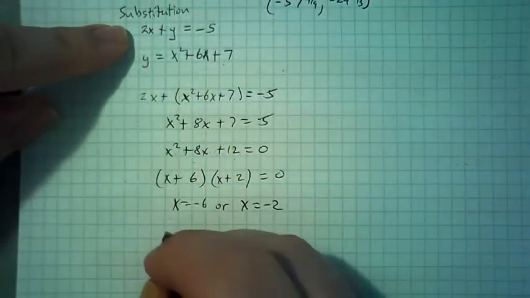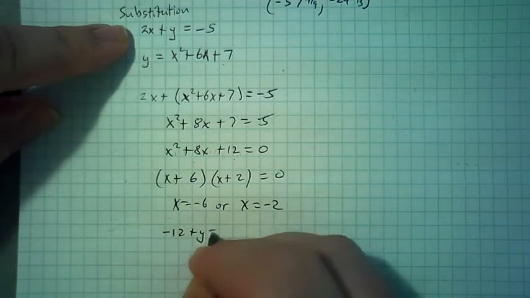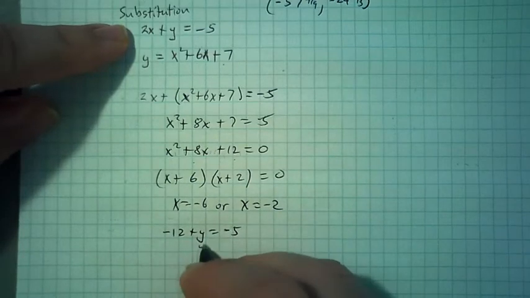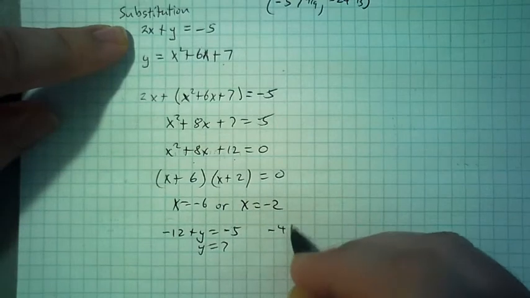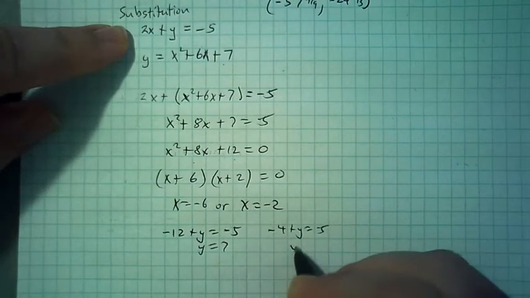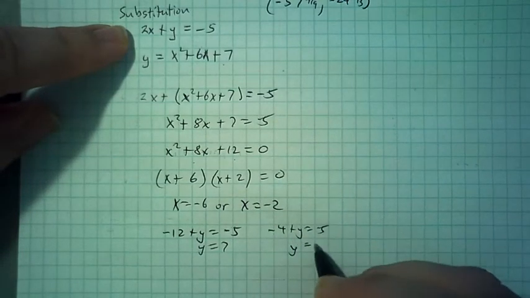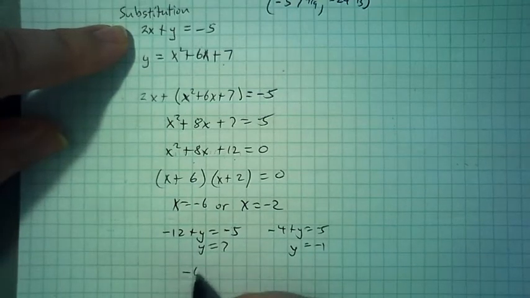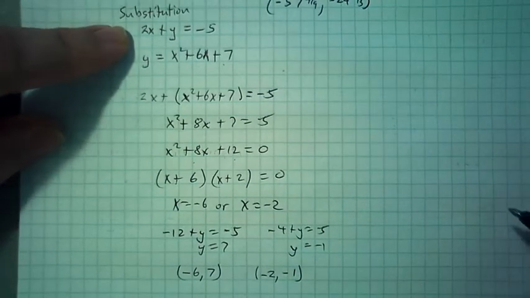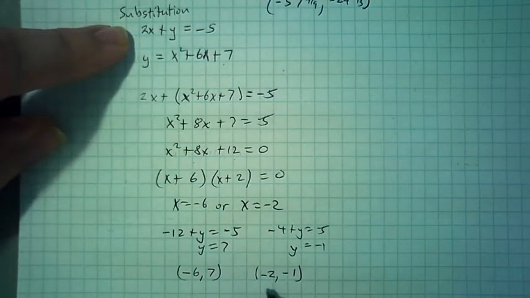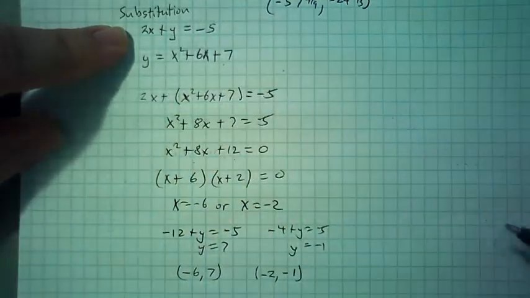So 2 times negative 6 is negative 12. Negative 5, so add 12, that's 7. And negative 4 plus y is negative 5, so y equals negative 1. So negative 6 goes with 7, and negative 2 goes with negative 1. And now I have both solutions to this system of equations.